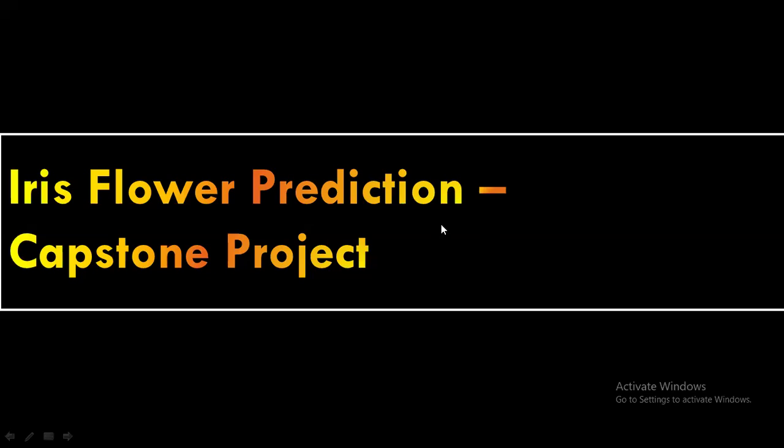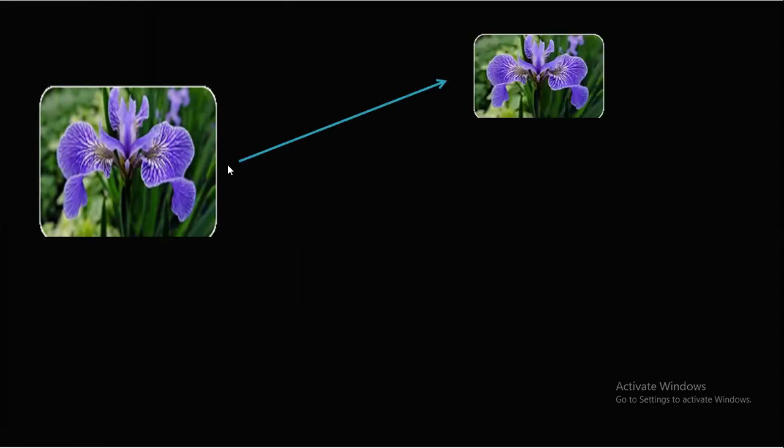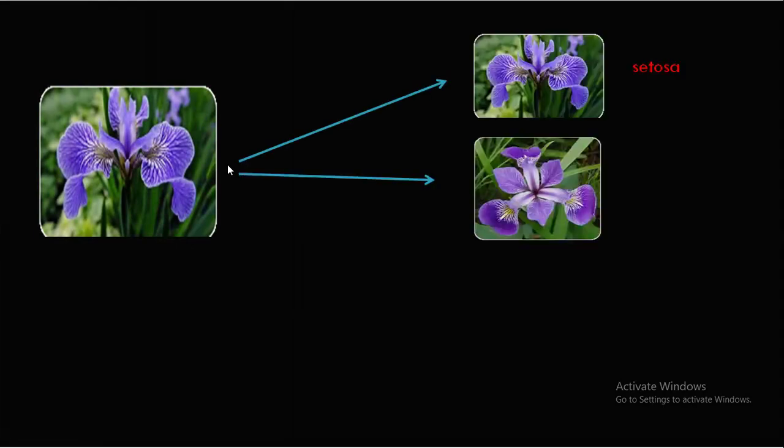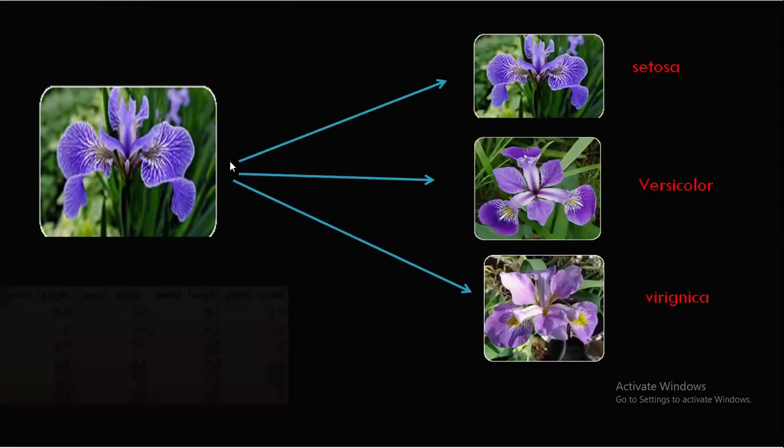Okay. Before I start doing the coding, I would like to know how many of you are familiar with this iris flower? The iris flower looks something like this, guys. Okay, the scientists in the past classified this iris flower into three different categories as Setosa, Versicolor, and Virginica.